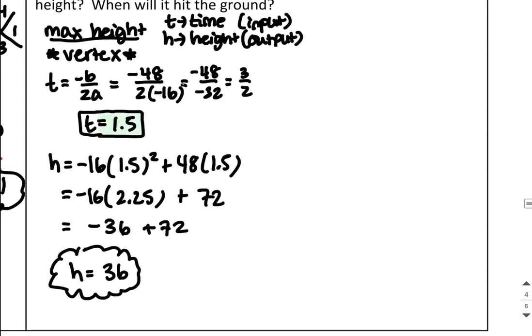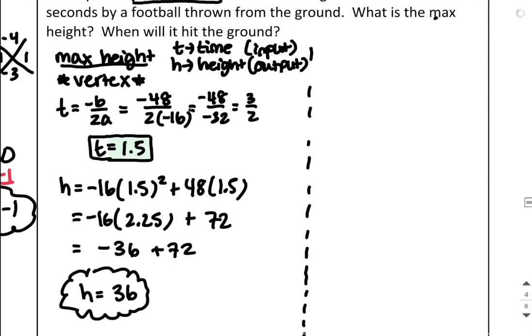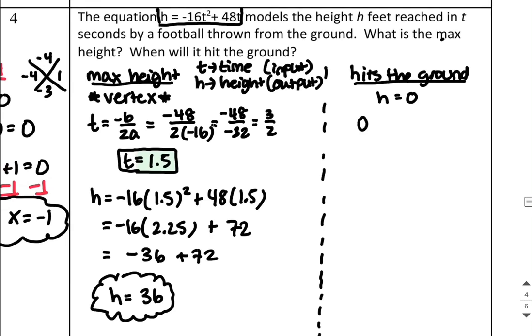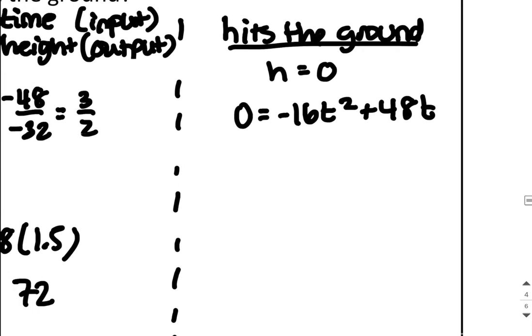To find when the ball hits the ground, I know I'm looking for when the height is equal to 0. So this time I have the output. The output is 0, and this is the formula that I'm going to use. For this, I want to try to factor the right-hand side. I always want to try to factor first because this is the easiest method to use to solve quadratic equations. And I know that these two terms have a greatest common factor in common.